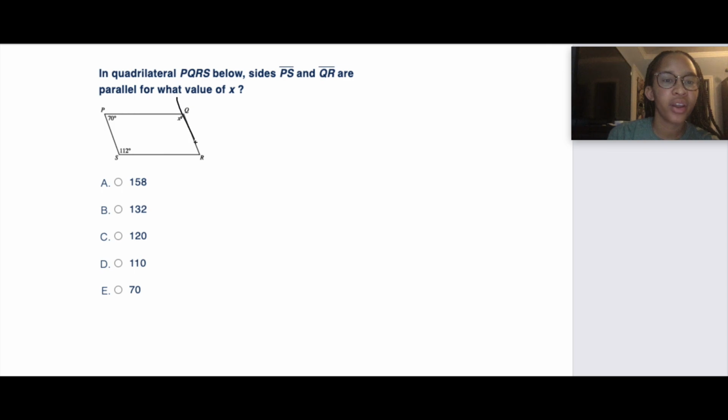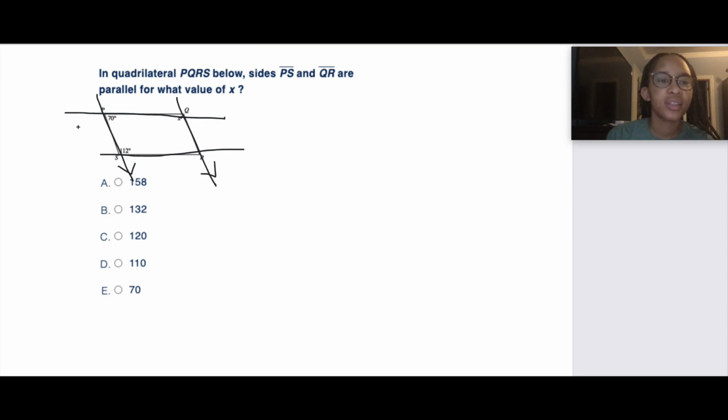And that's not even an answer choice. So where I would start is I would just visually go ahead and expand these lines. That little arrow tick mark that I'm making just means that they're parallel. And I would extend these lines as well, just so we can get a bigger picture, right? So if PS and QR are parallel, then PQ is going to be a transversal, meaning a transversal is just a line that intersects two parallel lines.